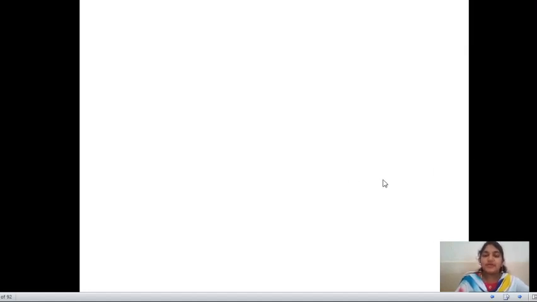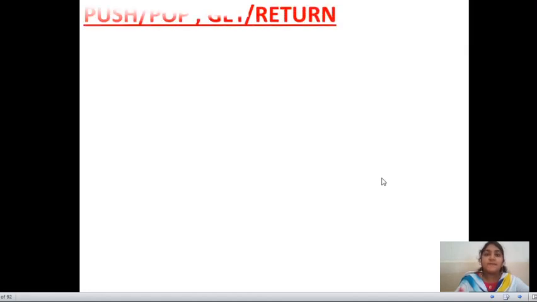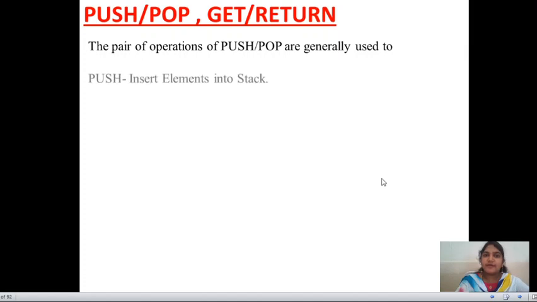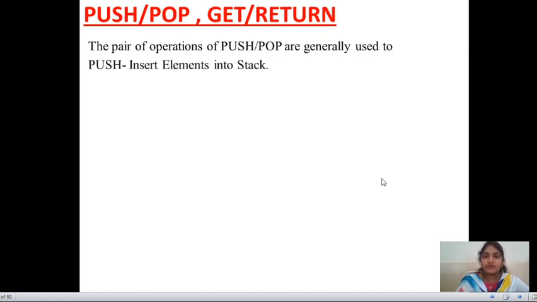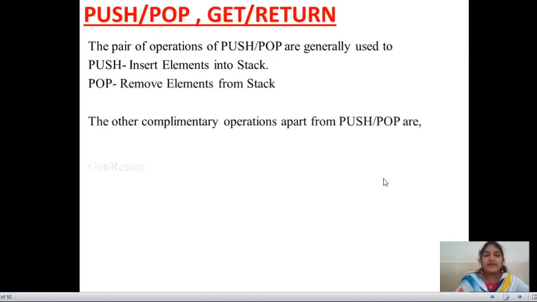So today I am going to discuss another application in the node reduction algorithm: push or pop, and get or return. So what is meant by push and what is meant by pop? Generally, a pair of operations, push and pop, are used: push inserts an element into the stack, and pop means removing an element from the stack. The other complementary operations are push or pop, get or return, open or close, start or stop, whatever.